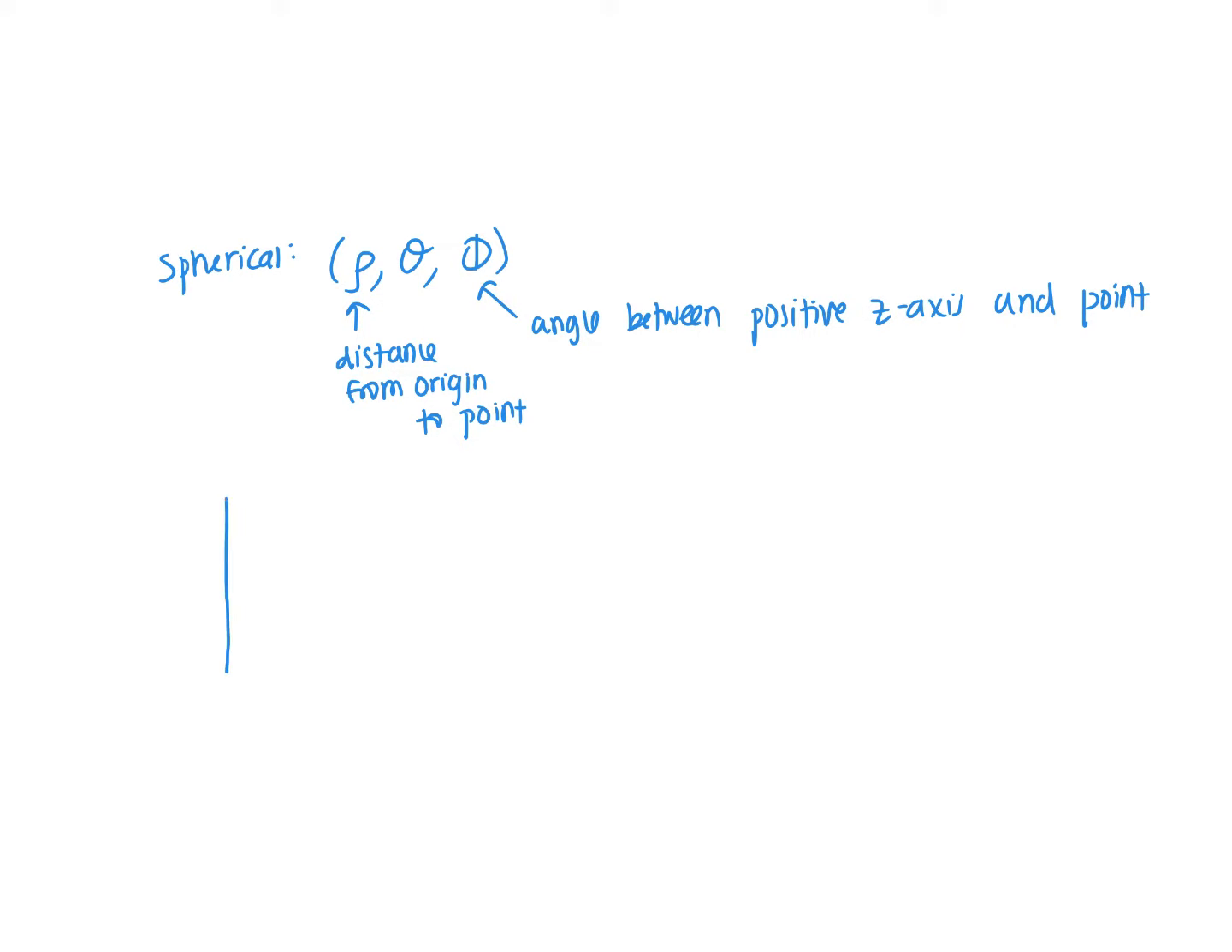Okay, so let's look at an example so you can see what these actually look like in space. Theta is the theta that you've seen before. Theta is on the xy plane, and it's the angle from the positive x-axis. Then what you're also going to have is the angle from the positive z-axis. That's here, that's phi. And then the actual distance to that point is your rho.